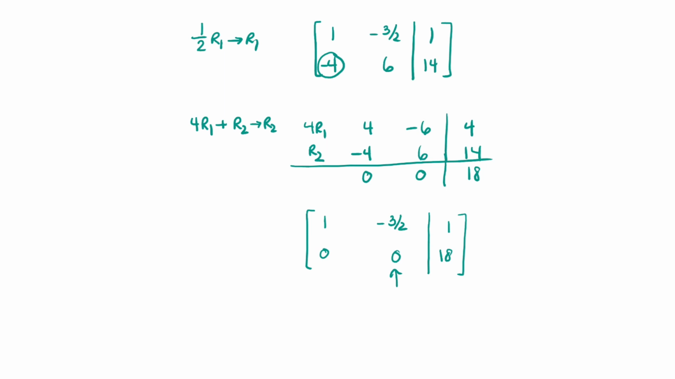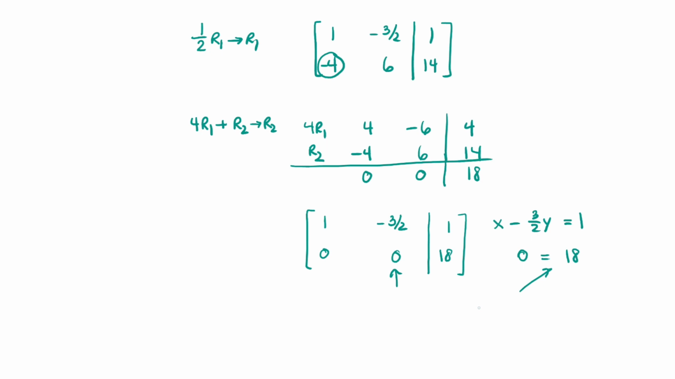Well, let's translate these back to equations. We have x minus 3/2 y equals 1. 0x plus 0y, which is really just 0, equals 18. And that right there tells us that we have a problem. This equation has no solution. There's no variables in it, first of all, and it's never true. In fact, this is what we call a contradiction.